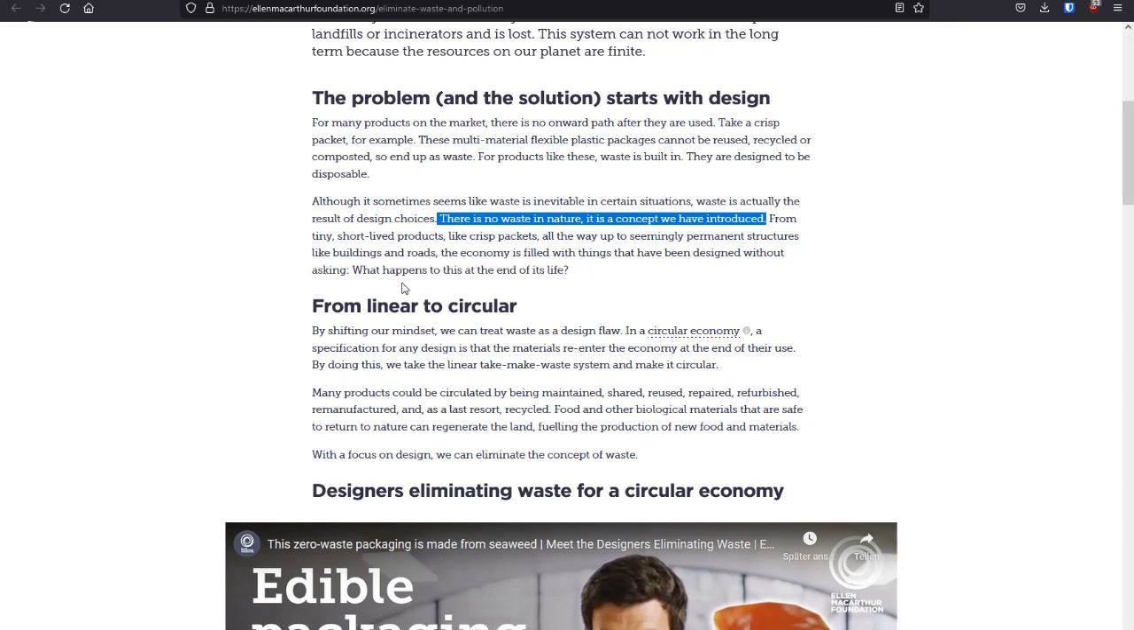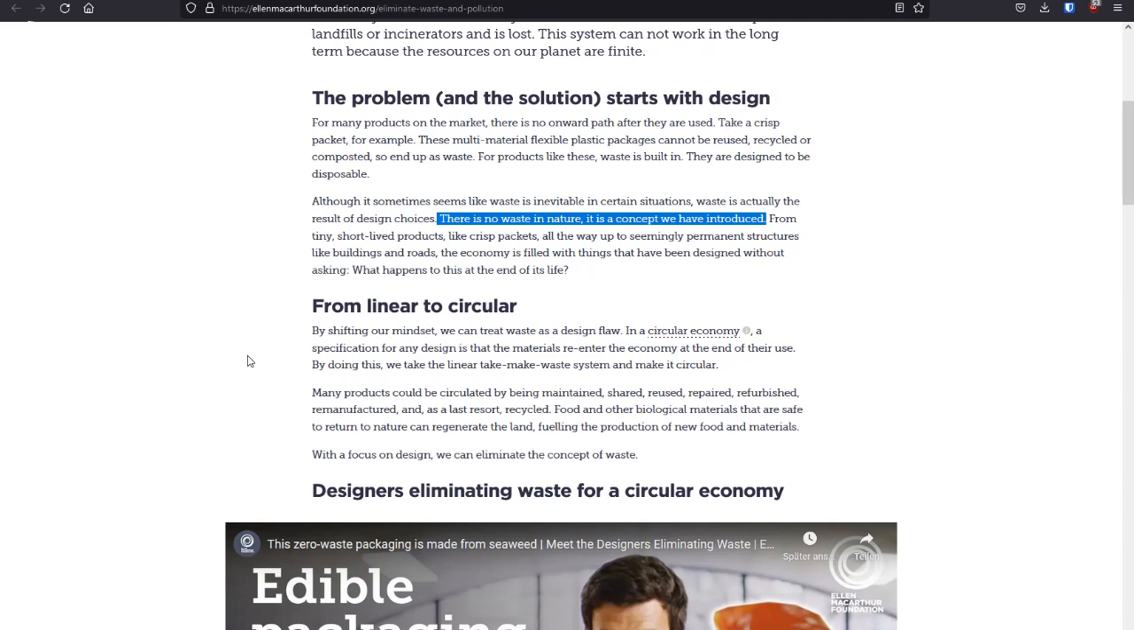As stated, we can ask that question in almost every sector of the global economy today. So textiles, packaging, plastic packaging, metals, biological materials, etc. From linear to circular, we have to shift our mindset so that we see waste as a design flaw, with the goal in mind that we actually want to eliminate the waste overall in the future.